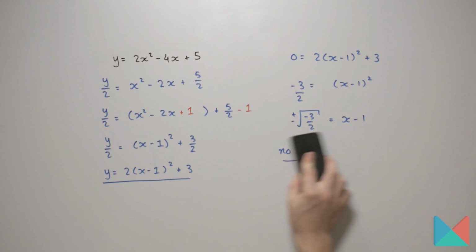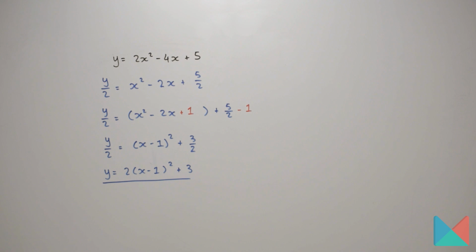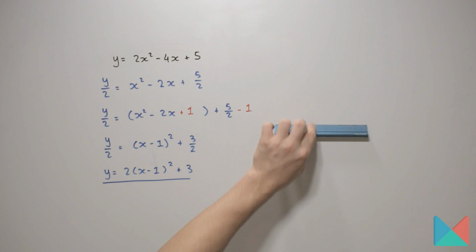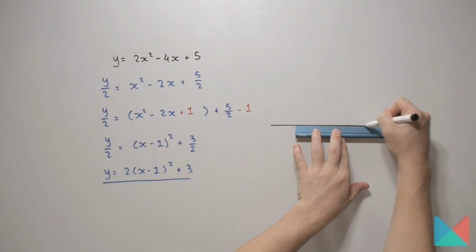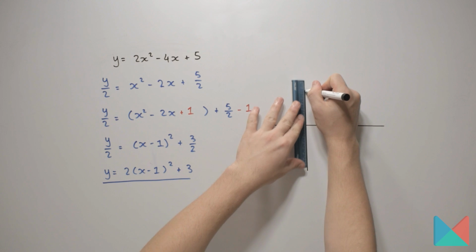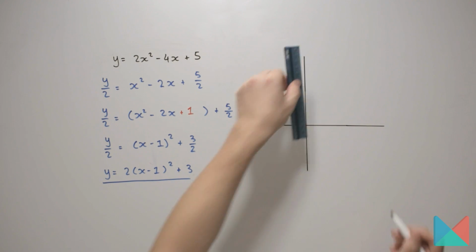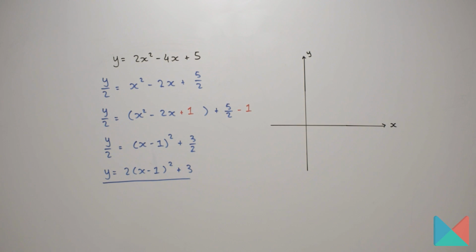So let's rub out this right-hand side here. And let's quickly draw our xy plane in. So we're going to have an x-axis here, and our y-axis is going to be up here. And so if we look at our turning point form, you can see that our turning point is going to be at B, C. And in this case, B is going to be 1 and C is going to be 3. So our turning point will be at 1, 3.